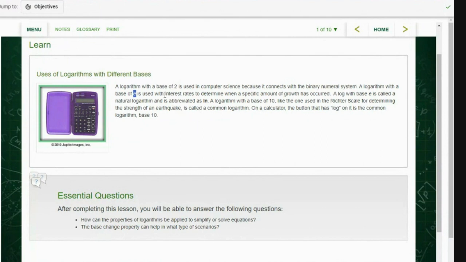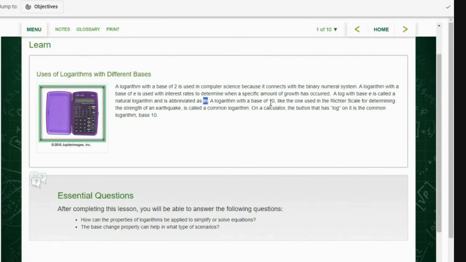It's used with interest rates to determine a specific amount of growth has occurred, especially in bacteria and things like that, because it's continually growing. So a log with base e is called a natural logarithm. Remember that? It's abbreviated ln, right? Log base e is just abbreviated ln.